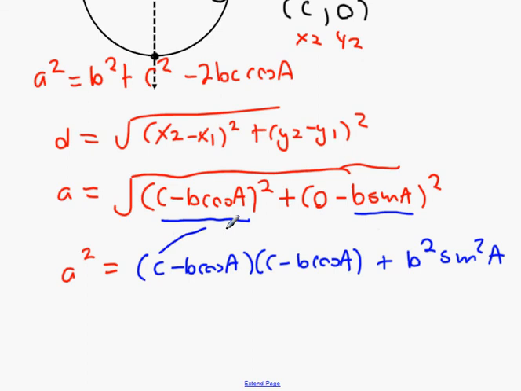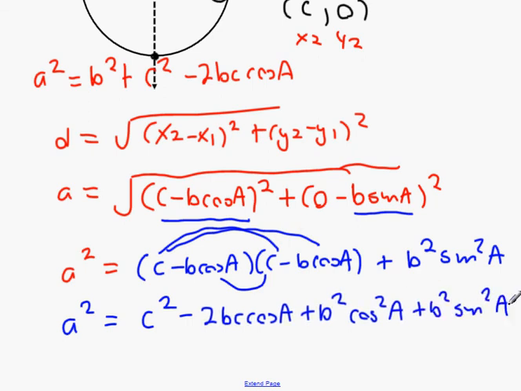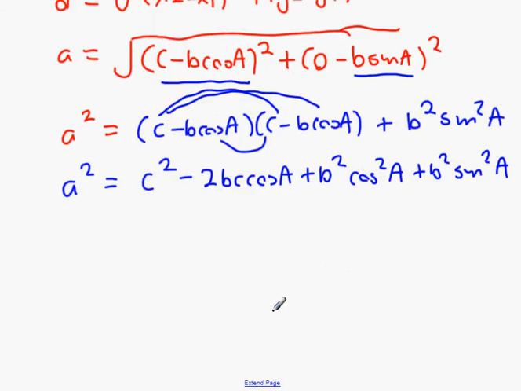Now we're going to multiply. A squared, there comes our C squared right there. That's going to be minus BC cos A. This one here, another minus BC cos A. What can I do to the two of them now? 2BC cos A. Okay, 2bc cos A. And then b cos A multiplied by b cos A, plus b squared sine squared A. Now, very close to getting what we want.